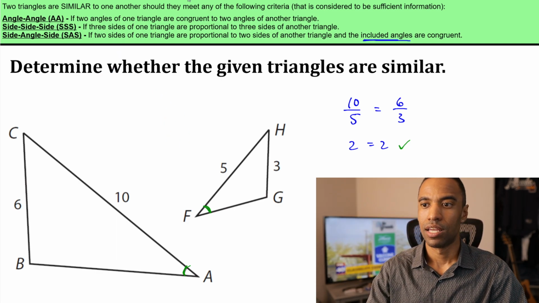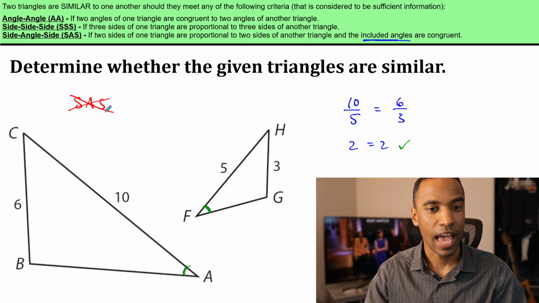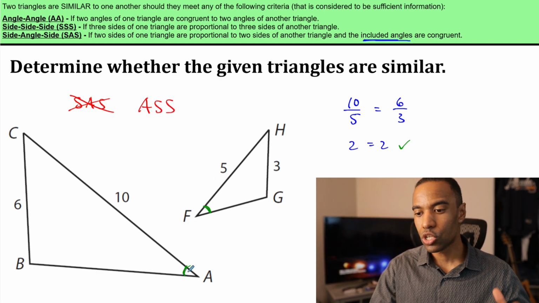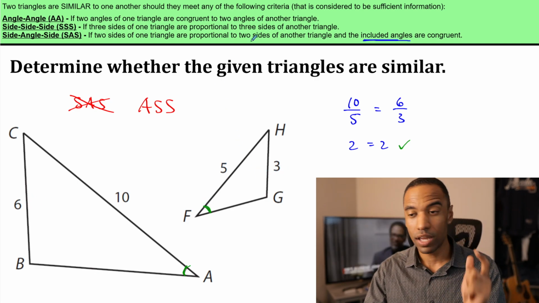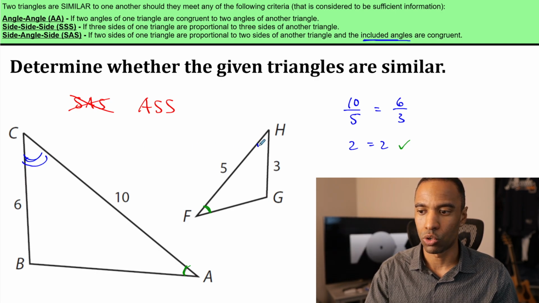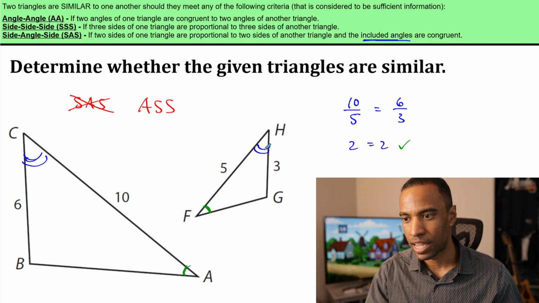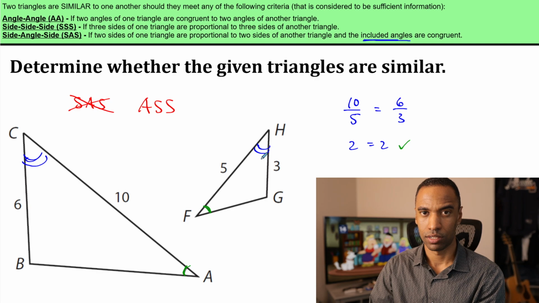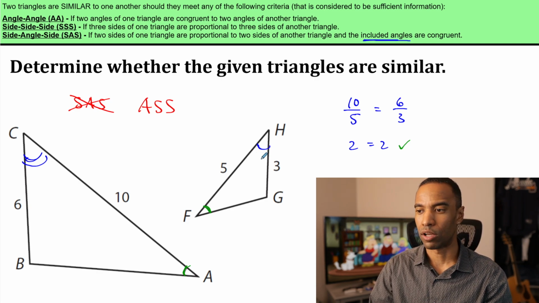This is not side-angle-side right here. This is not SAS. This goes from angle to side, angle to side. If you want side-angle-side, you're going to need this angle known to be congruent to this angle somehow. You need the one in between. And I have no information that can conclude for sure that these two triangles are similar.